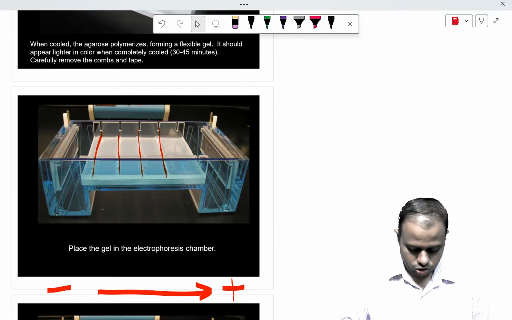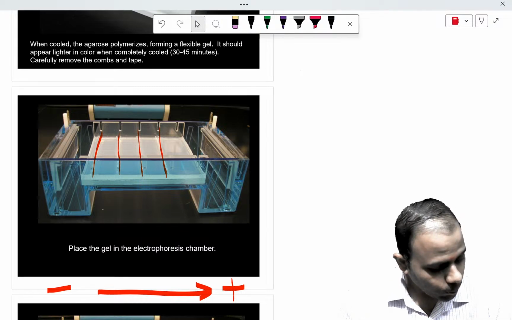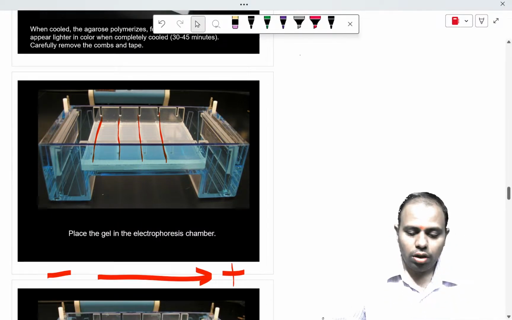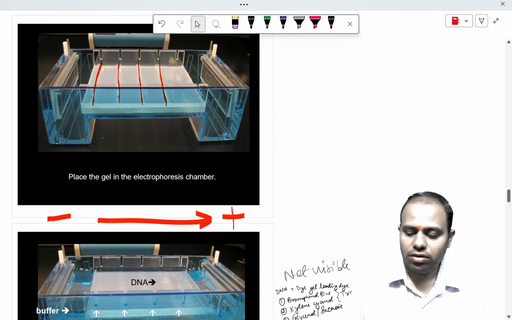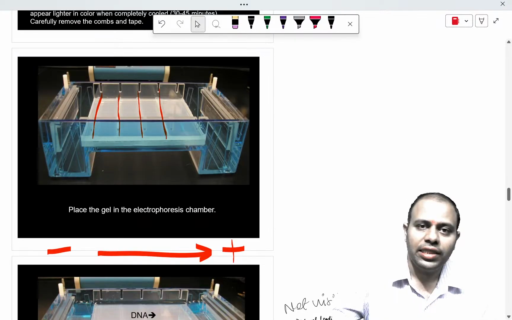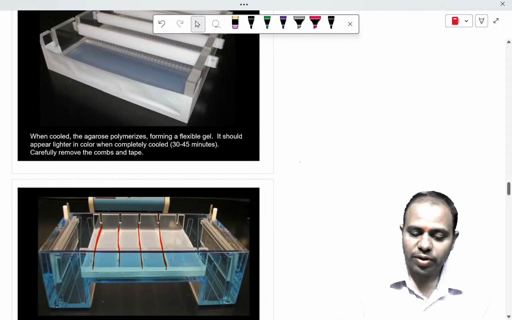Likewise, we are going to see other topics in unit number 4, that is molecular biology instrumentation. So let's start with SDS-PAGE. We'll start with SDS-PAGE tomorrow.